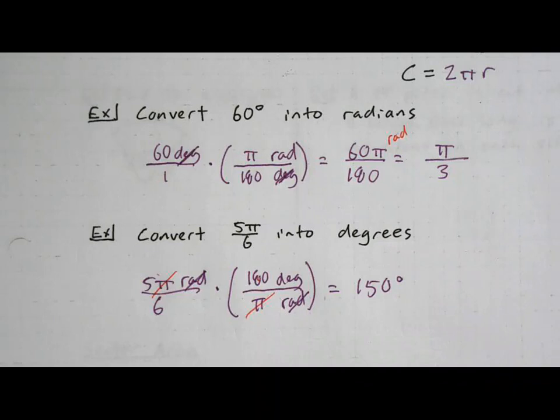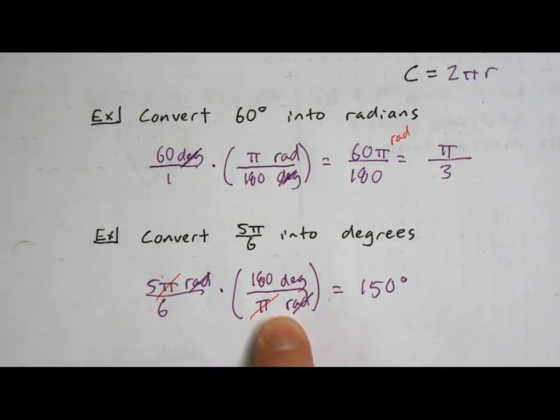So I like to have a nice system in place to remind myself, and this fancy one method never fails me. If I ever get confused, I'm like, which way was it, 180 over pi or pi over 180? Just set up your ratios, figure out what your fancy one is, and that'll get you out of that quandary. Questions?